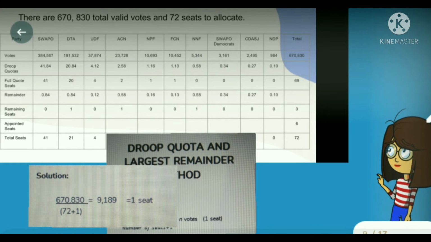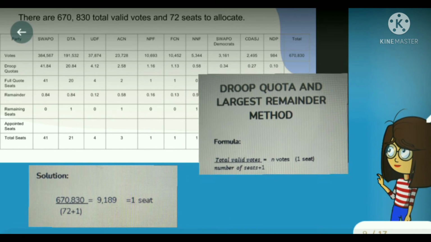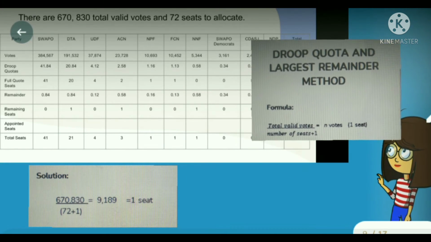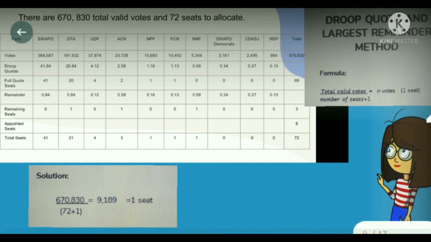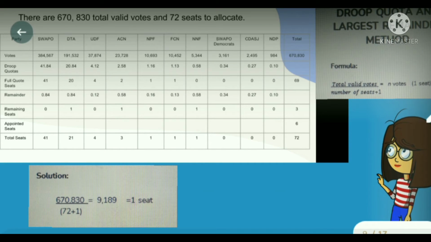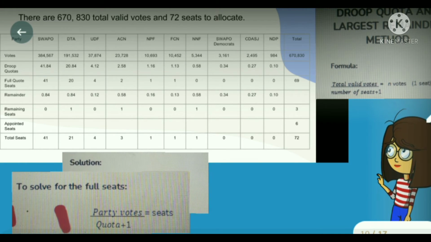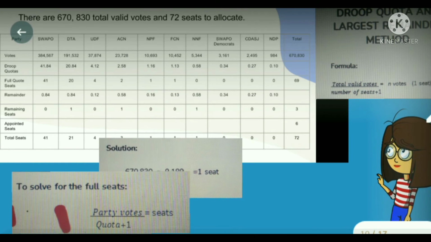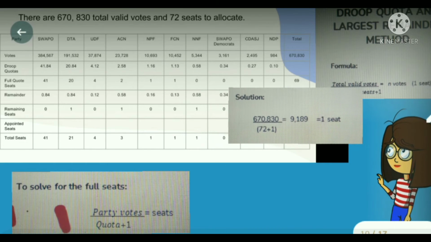So this will then be the solution. 670,830 divided by 72 plus 1 equals 9,189. If we compute that, that will be the result. So this quota will then be equivalent to 1 seat. Okay, we already have our drop quota, which equals 9,189, equivalent to 1 seat. Now we'll proceed to solving for the full seats of every party.